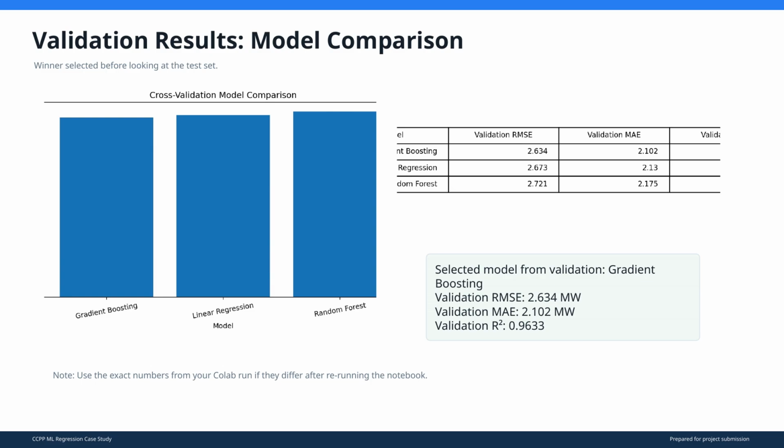The validation results selected gradient boosting as the best model. Its average validation RMSE was 2.634 megawatts. The validation ME was 2.102 megawatts, and the validation R-squared was 0.9633. These results were better than the competing models in the notebook. Importantly, the winner was chosen from cross-validation results before examining the final test performance.